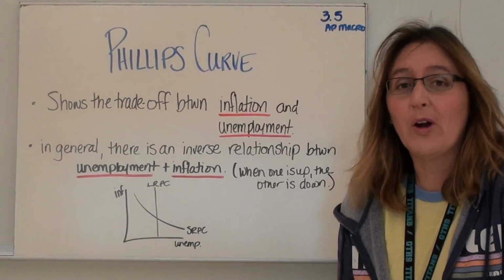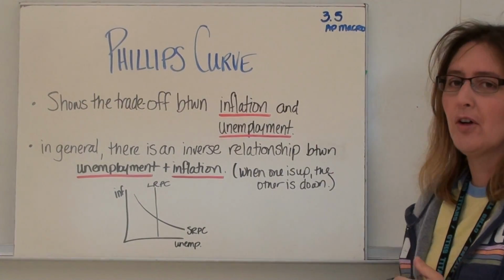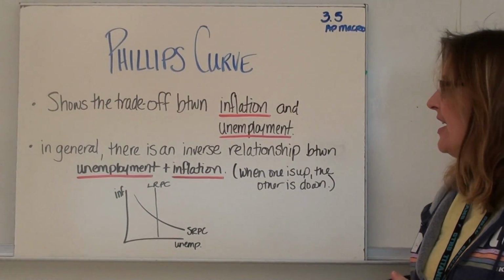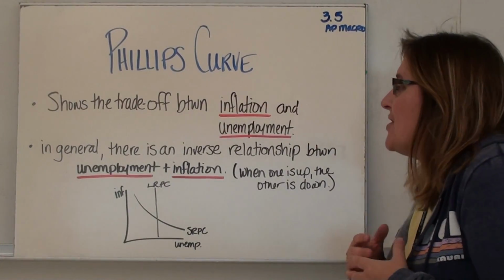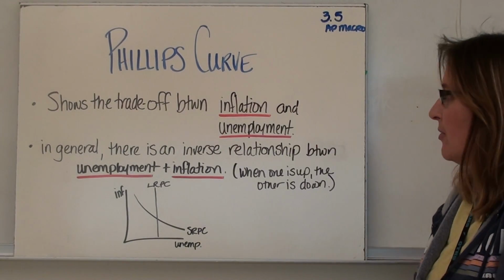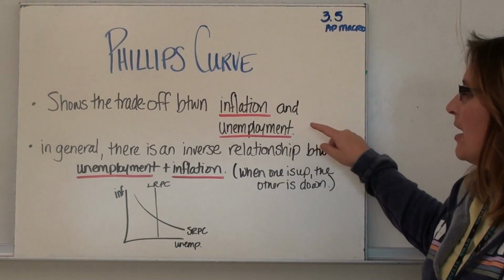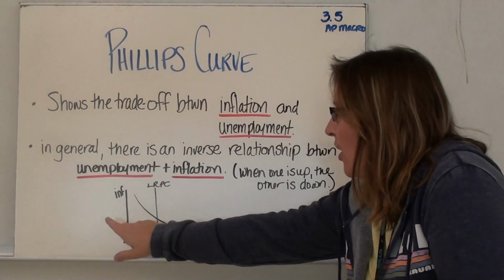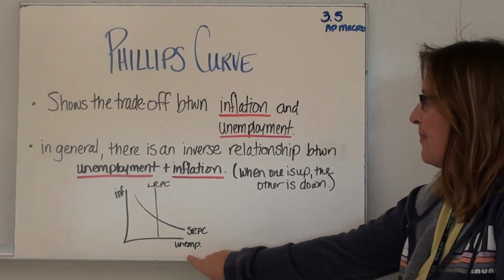All right, time for AP Macro. I am going to go over the Phillips curve with you guys today. The Phillips curve is another way to show inflationary and recessionary gaps or full employment. The Phillips curve shows the trade-off between inflation and unemployment. So it's a new graph. We're looking at the trade-off between inflation and unemployment.